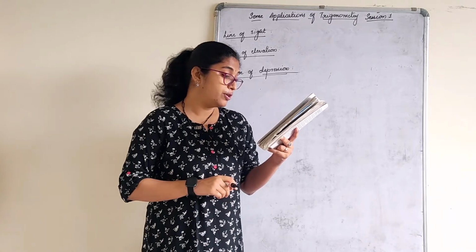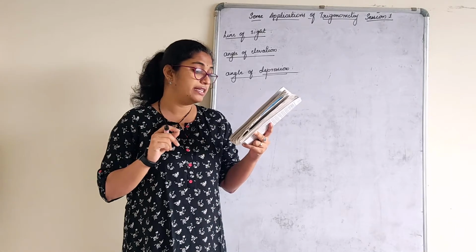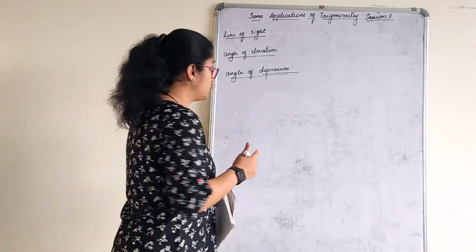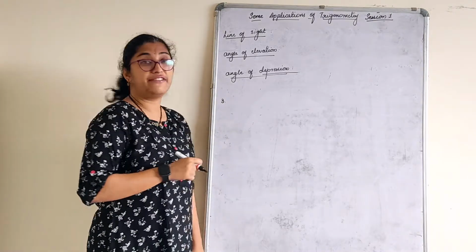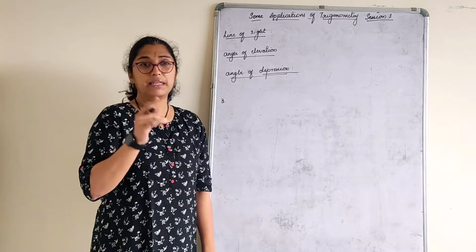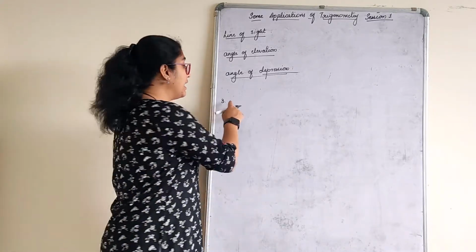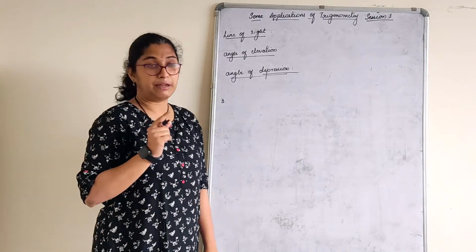They have given one more point. The height or length of an object, or the distance between two objects, can be determined with the help of trigonometric ratios. The third point I want you all to write here is that angle of elevation is always equal to angle of depression. Please mention this point. I repeat, angle of elevation is always equal to angle of depression.